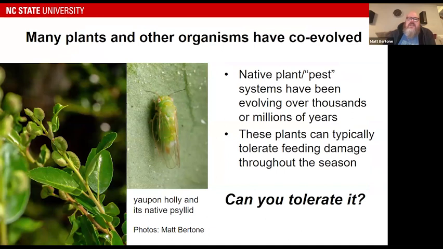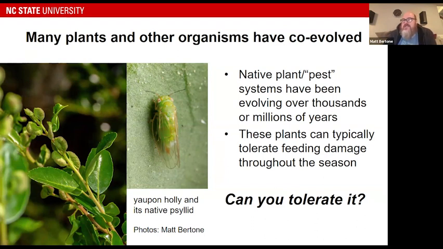Now, another concept to think about is that many plants and other organisms have co-evolved. Native plants, for instance, and you might call them pest systems, have been evolving for thousands or millions of years. Even here in the U.S., where we think everything's new, these plants and insects have been around forever. There may be an arms race, but they are used to each other and their natural kind of interactions. These plants can typically tolerate the feeding damage throughout the season.